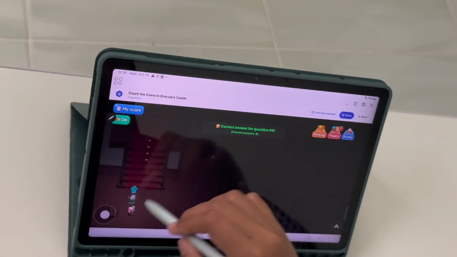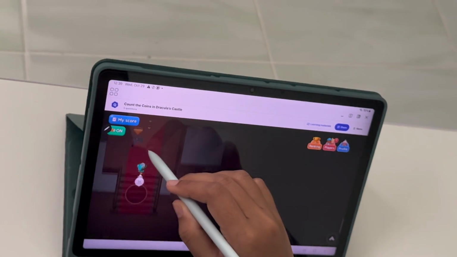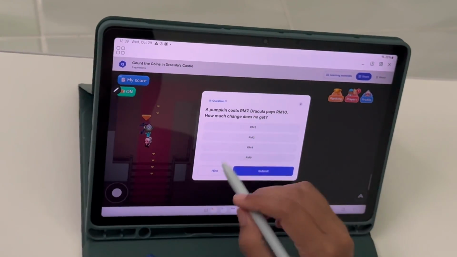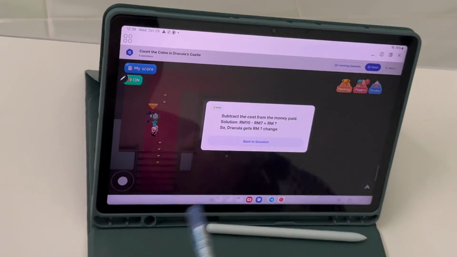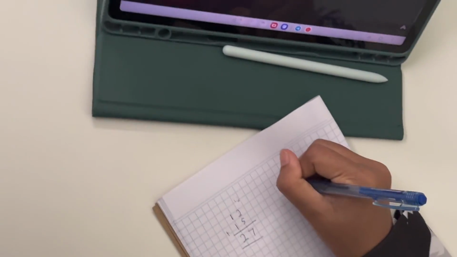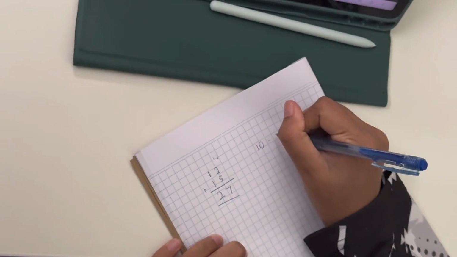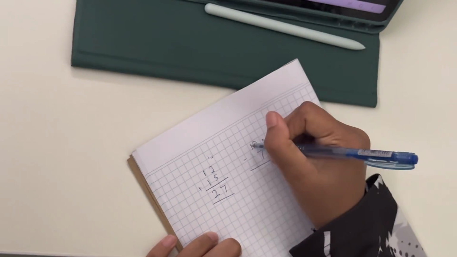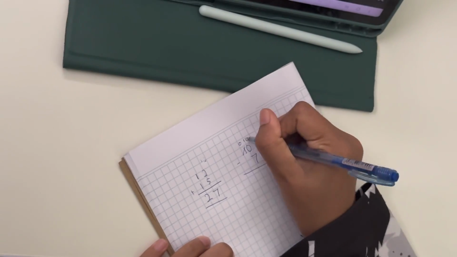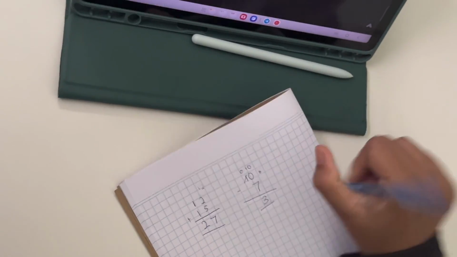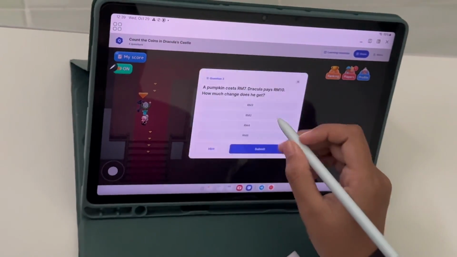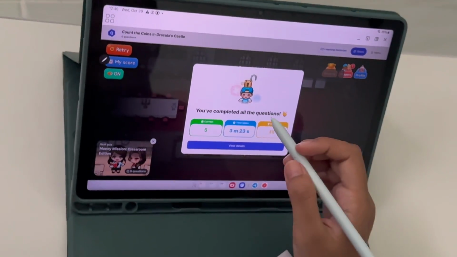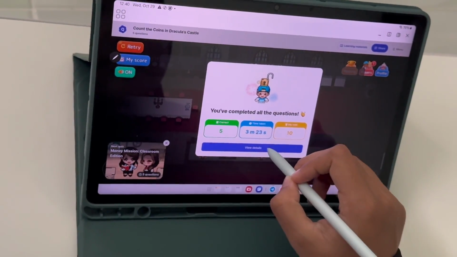The fifth element is choice and autonomy. At the end, people can decide whether to stay as Dracula or become human again. This freedom gives them ownership and makes the game more personal and meaningful. The sixth element is gamification. With scores, levels, and story progress, people feel like real players achieving goals, not just doing exercises.